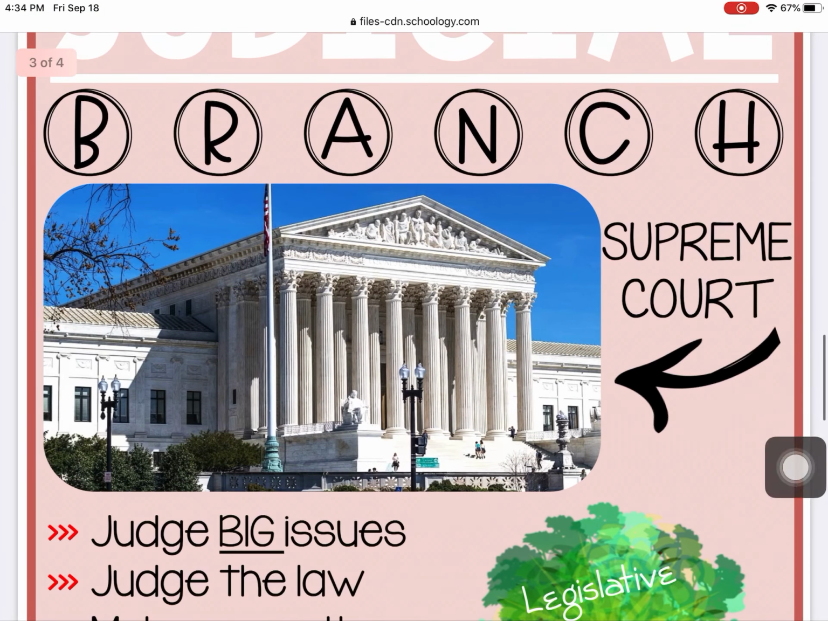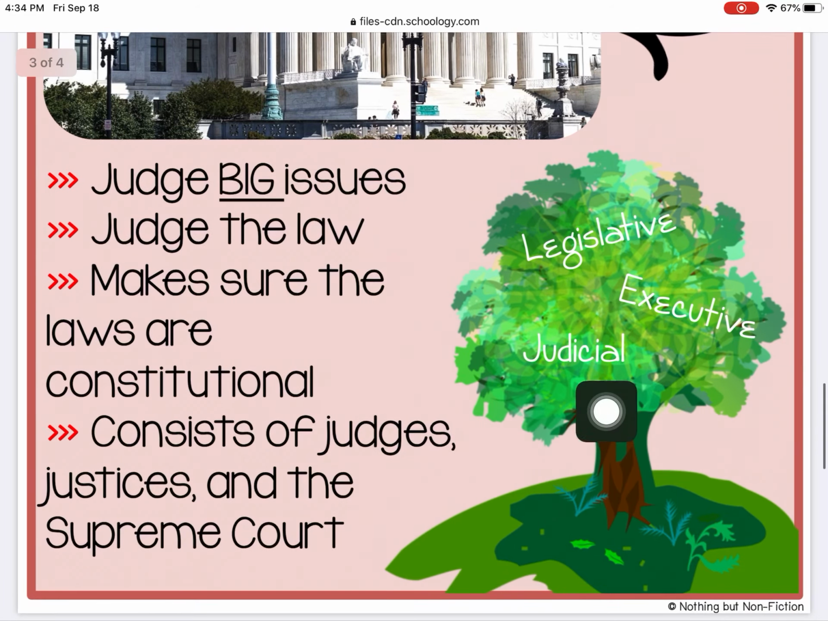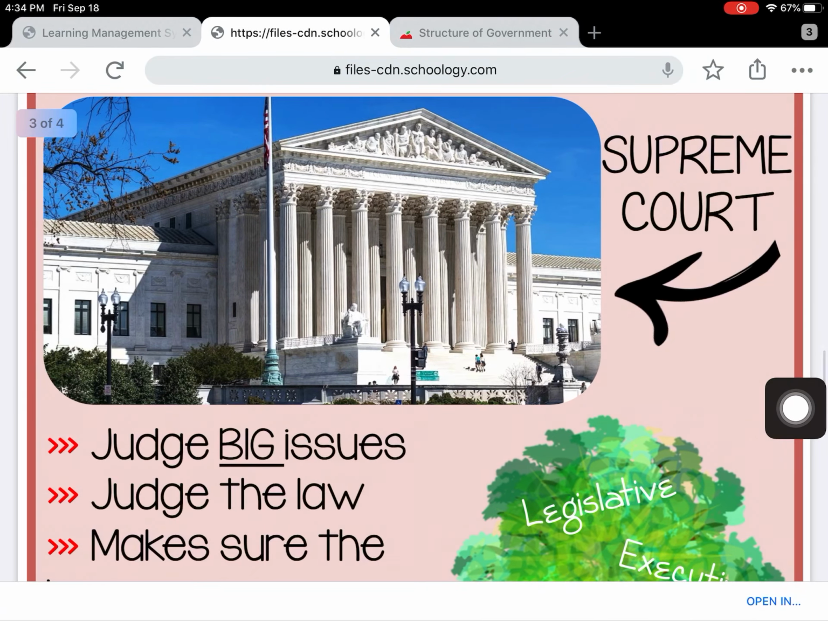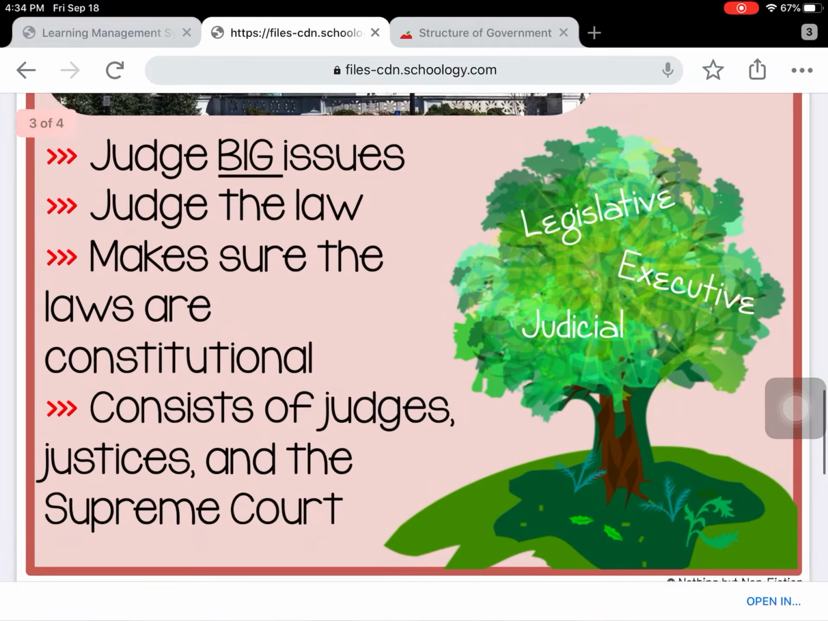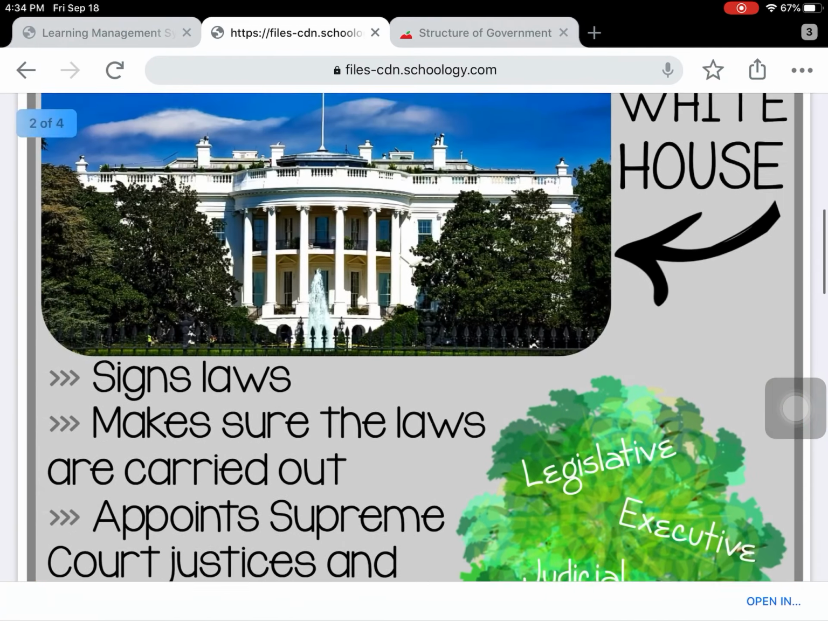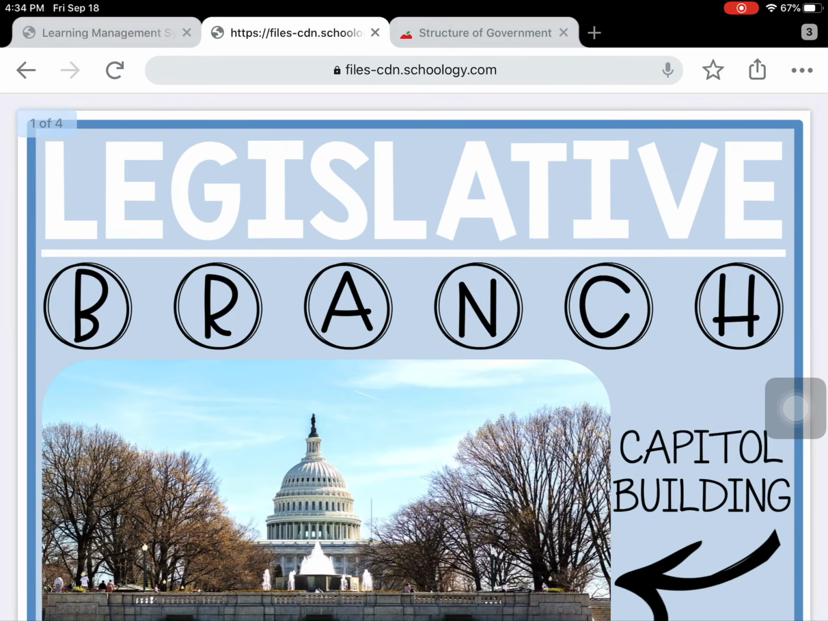Lastly, the judicial branch. Another picture of the Supreme Court here. Any guesses on where the Supreme Court is? This is another one that is in Washington, D.C. Very good. They judge big issues. They judge the law. They make sure the laws are constitutional, and they consist of judges, justices, and the Supreme Court. So they decide if something is fair or if something is not fair. So again, we have the judicial, the executive, and our legislative branches.